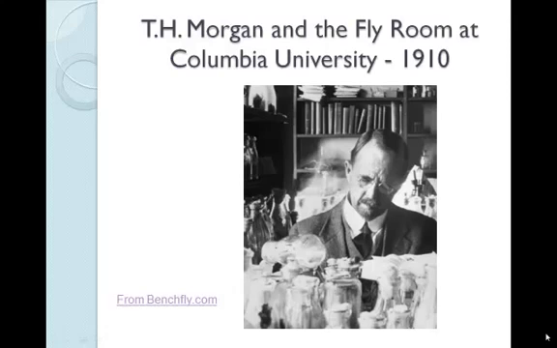This photo from around 1910 shows Thomas Hunt Morgan in his lab at Columbia University. T.H. Morgan's careful examination of thousands of fruit flies led to the discovery of a fly with white eyes rather than the typical red eyes. Morgan then wanted to see how the white-eyed trait was inherited, and to do this he set up a series of crosses.